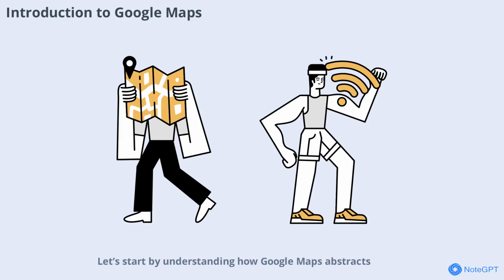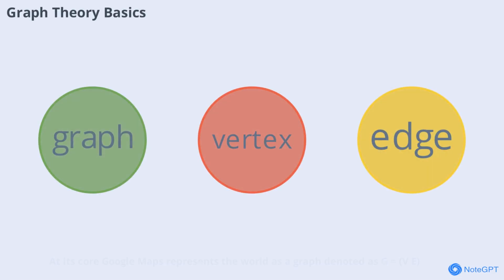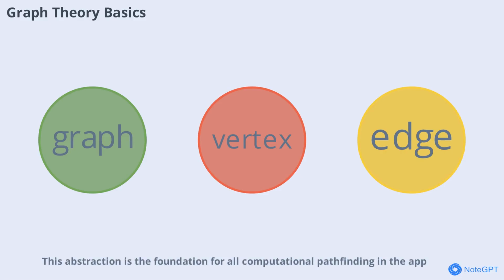Let's start by understanding how Google Maps abstracts our roads and intersections into nodes and edges, setting the stage for lightning-fast navigation. At its core, Google Maps represents the world as a graph, denoted as G equals (V, E). In this structure, every location where a decision can be made, like intersections, dead ends, or bends, is a vertex or node. The roads, highways, and paths connecting these points are called edges. By mapping the physical geography into these graph components, Google Maps can run complex algorithms to find the most efficient route between any 2 points. This abstraction is the foundation for all computational pathfinding in the app.